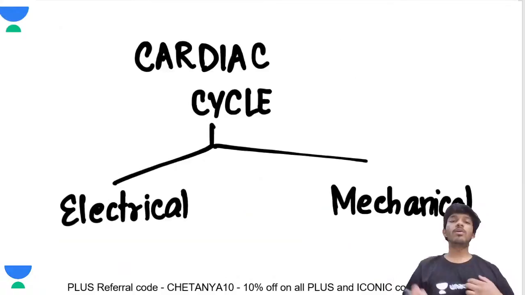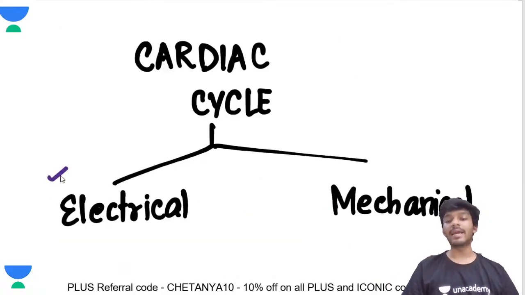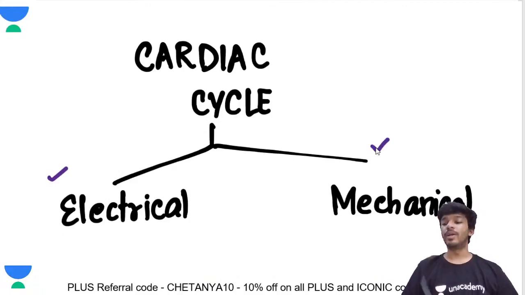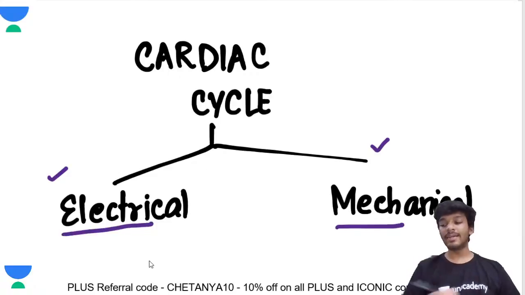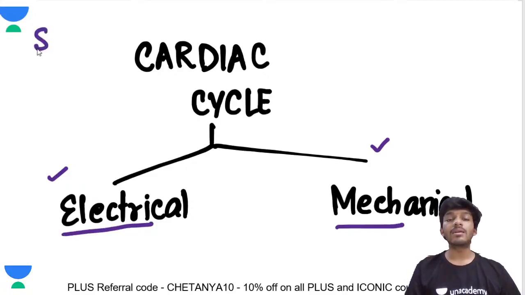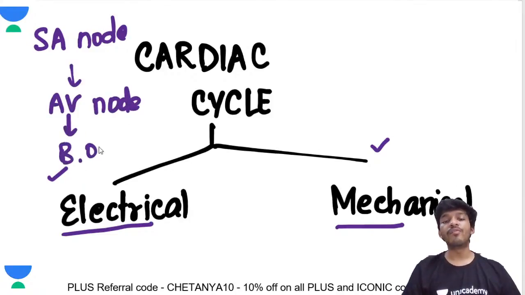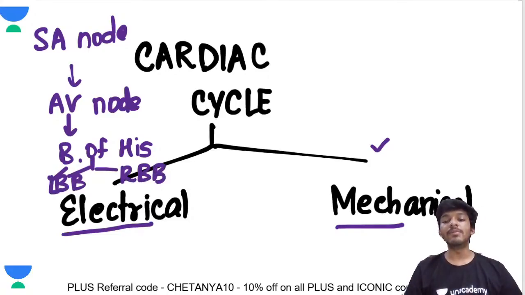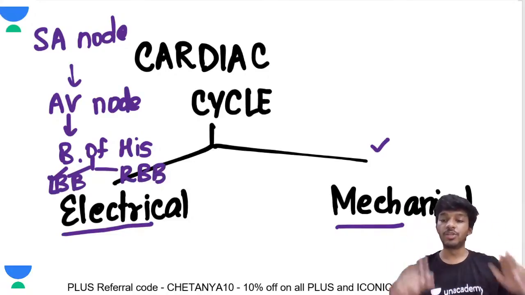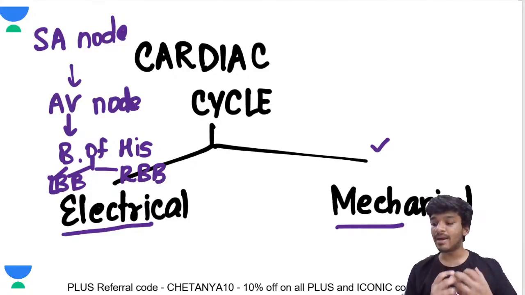Okay. So when you talk about the cardiac cycle, it has two components. It has an electrical component and it has a mechanical component. So the electrical component says that the impulse has to start in the SA node, right? Then it has to go to the AV node. Then via the bundle of His, it will go to the left and right bundle branches. And after that, it will go to the Purkinje fibers and ultimately distribute to the ventricles. That's the electrical cardiac cycle.